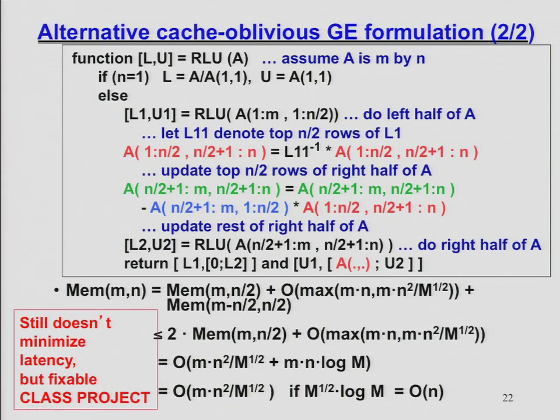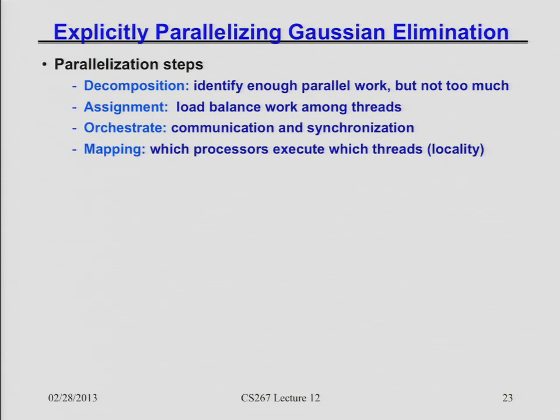So that's all about the sequential versions of Gaussian elimination. And so now let me talk about the parallel version, where we really do have to replace partial pivoting with something else in order to get to the lower bound. And let me just remind you of the different steps we have to go through to parallelize this.